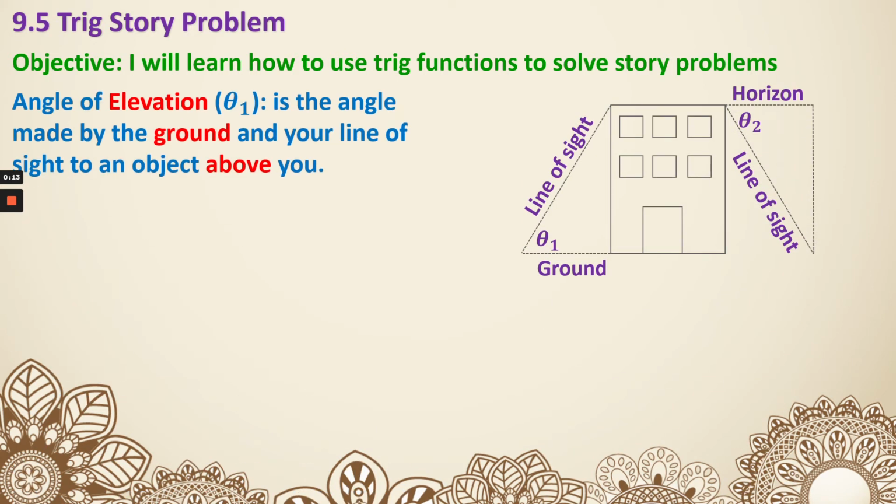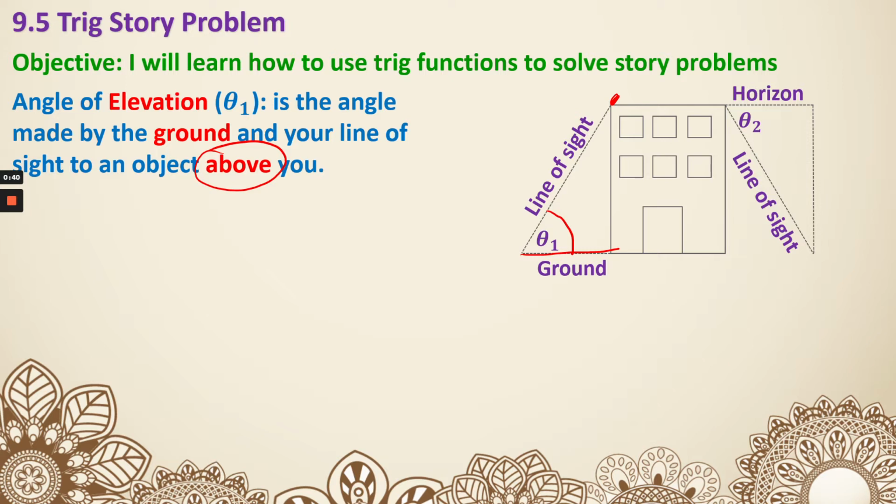First, let's look at some definitions. Angle of elevation. The word elevation means elevating, you're going up. So that is the angle made by the ground and your line of sight to an object above you. So if the object is at the top of the building and you're looking up, since the buildings we typically talk about are pretty high up, we ignore our own height and just use the ground, and this is the angle of elevation.